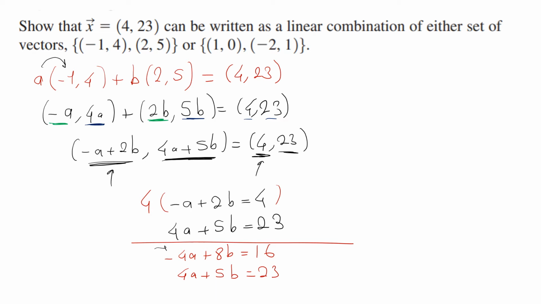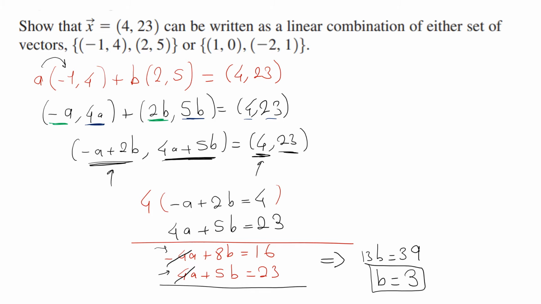Now I see I have a negative 4a and a plus 4a, which can cancel out. As a result, I'm going to put it right over here. I add all these, so adding 8 and 5 will give me 13b equaling 39. Now I'm going to divide each side by 13 to get a value of 3. So I found my b.